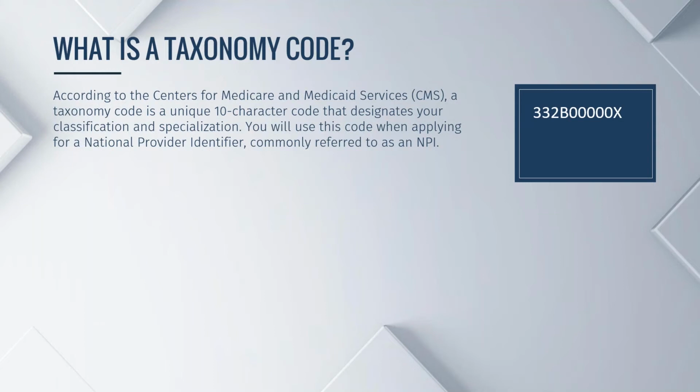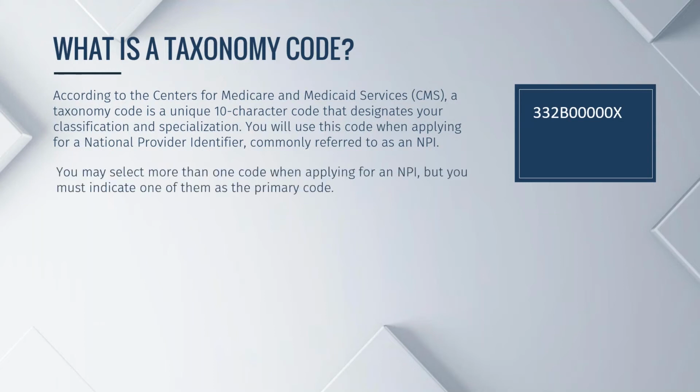To find the taxonomy code that most closely describes your provider type, classification, or specialization, use the National Uniform Claim Committee, also known as the NUCC, code set list. You may select more than one code when applying for an NPI, but you must indicate one of them as the primary code. Each practice location must have a primary code.